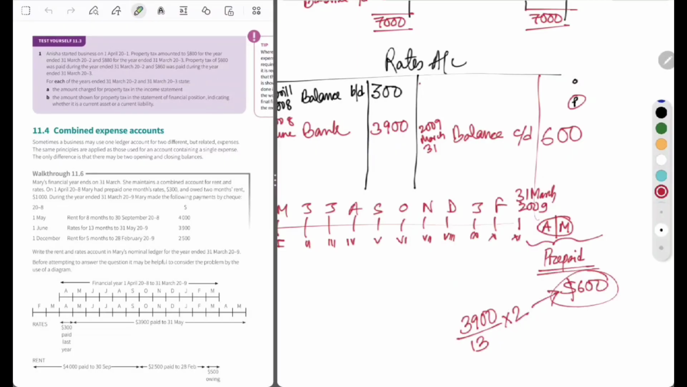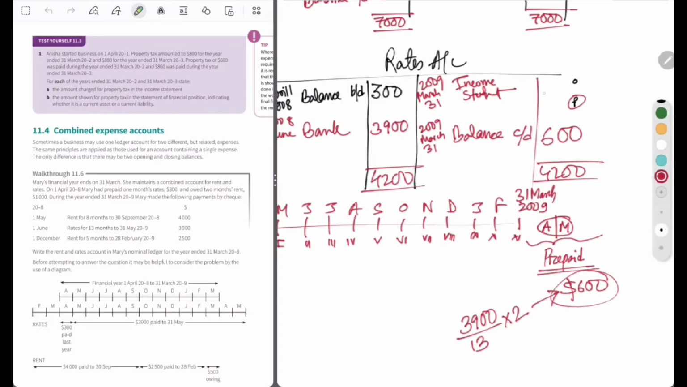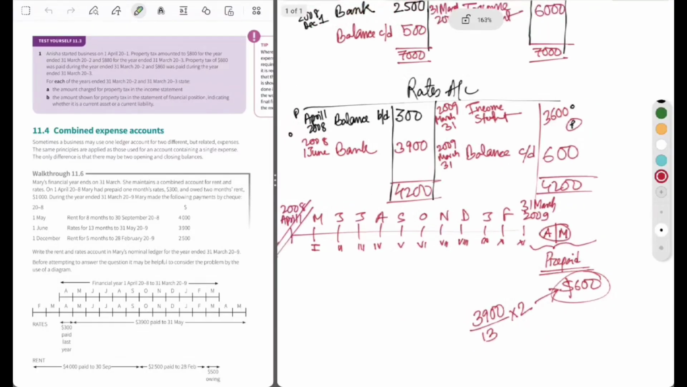And the rest of the amount will be transferred to the income statement. This is March 31st 2009. Here we write down income statement. Yes, income statement, the amount is 3900 plus 3, this is 4200. This is also 4200 minus 6, it is going to be 3600. Okay, 3600 will be transferred to the income statement. So this is what we would have done if the expenses account were separate.